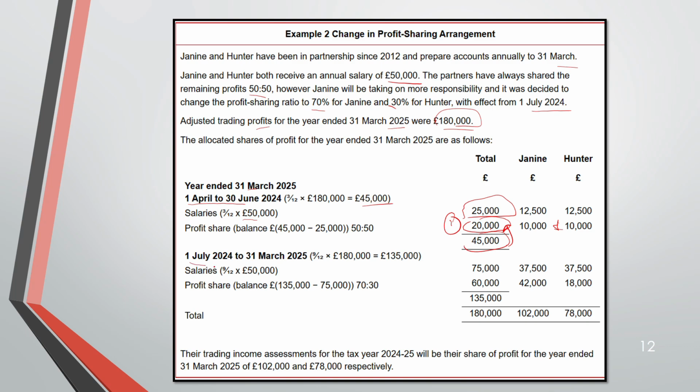From 1st July 24 to 31st March 25, ratio changed to 70-30, new sharing ratio for 9 months. So it's 135. So now even the salary 50 you will be taking for 9 months. Okay, which is 60. So this you will divide in 70-30 ratio.